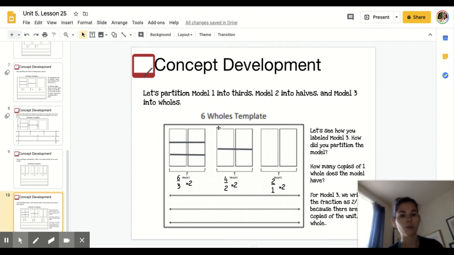Now I have 2 wholes divided into halves. How many halves do I have? 4, because 4 halves equals 2 wholes. And last, I have my 2 wholes divided into ones. How many ones do I have? 2, because 2 ones equal 2 wholes.